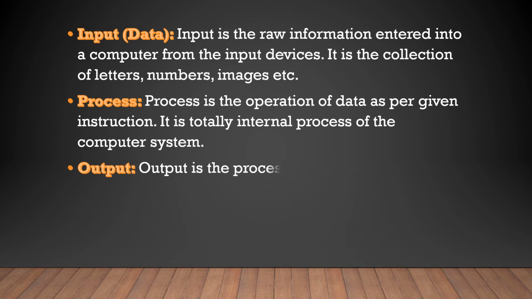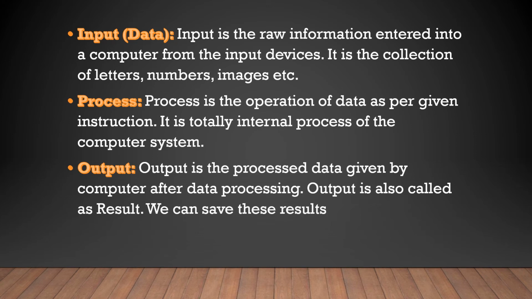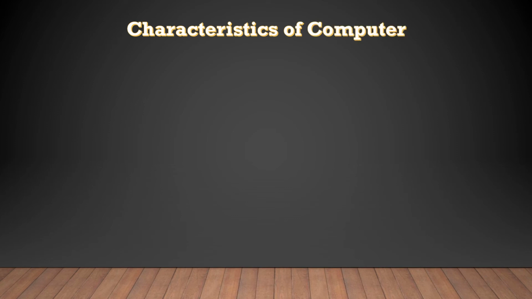Output. Output is the processed data given by the computer after data processing. Output is also called result. We can save these results in the storage device for future use. Next is characteristics of computer.